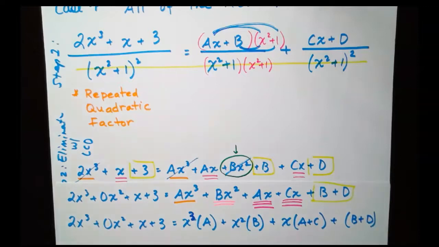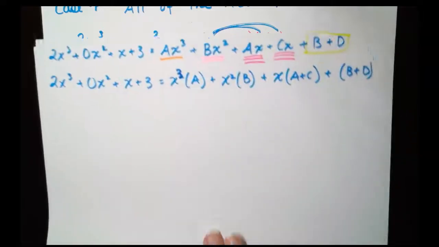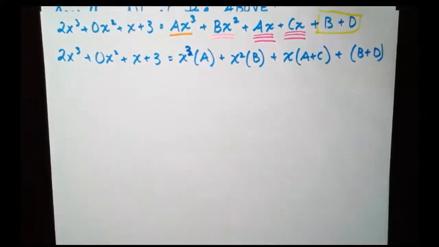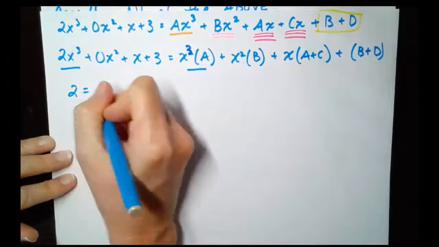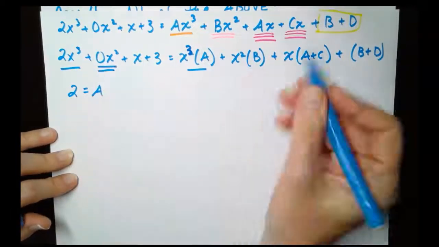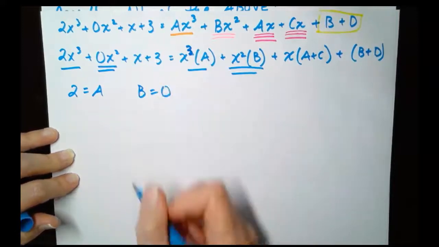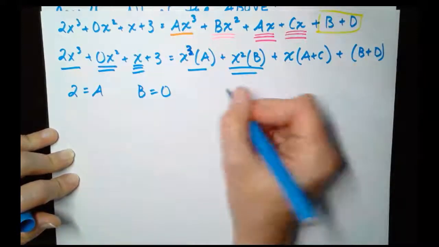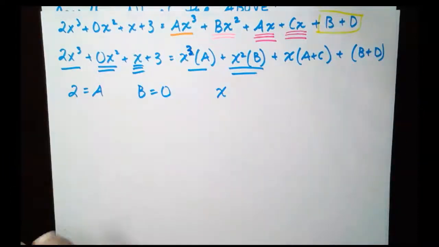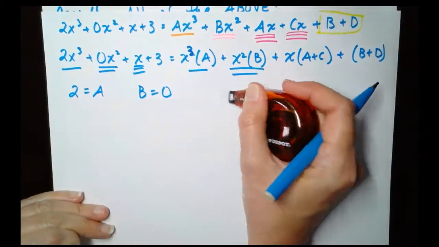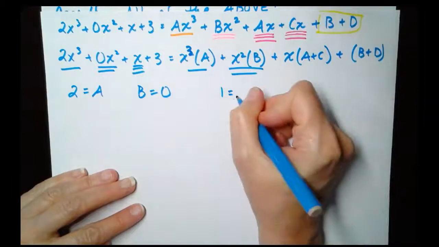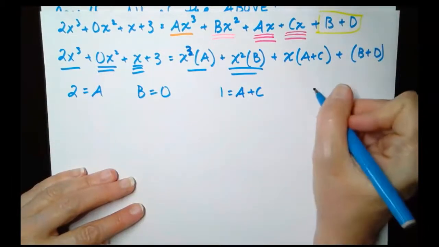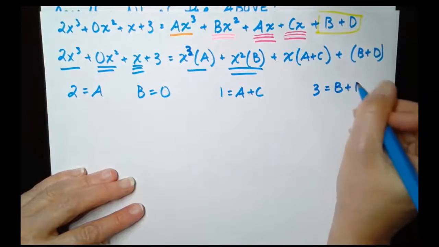Now we're ready to set up our system. Our system does have 4 variables, and we're going to have 4 equations, but thankfully some of them are going to simplify and solve really easily. So first of all, 2 is equal to a. B is equal to 0. Oh, excuse me, not x. We don't need x, we need the coefficient of x. The coefficient of x is 1, so 1 equals a plus c. And then finally, 3 equals b plus d.